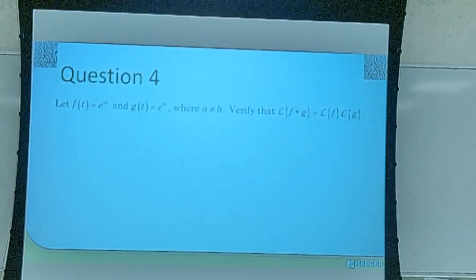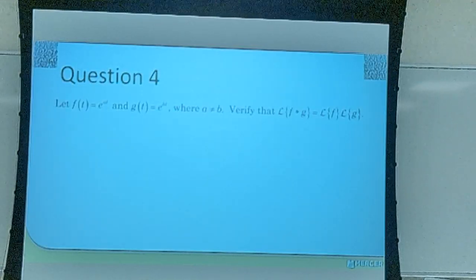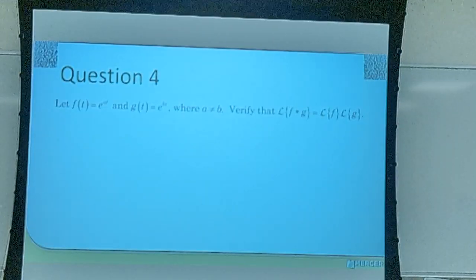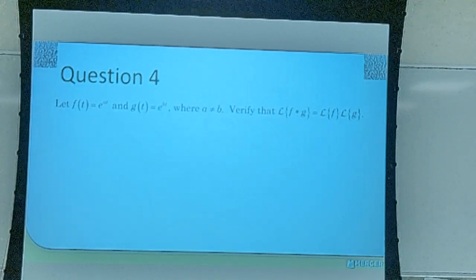We're given f of t is e to the at, g of t is e to the bt, where a and b are not equal. They want us to verify the convolution theorem. So verify that the transform of the convolution of f with g is the transform of f times the transform of g.